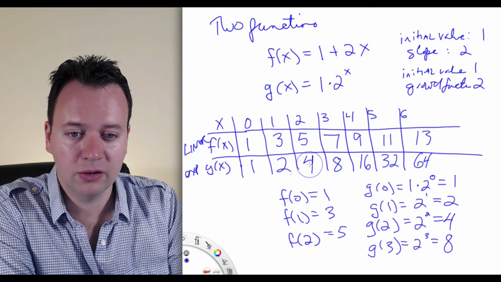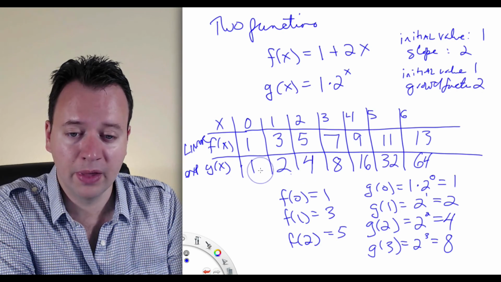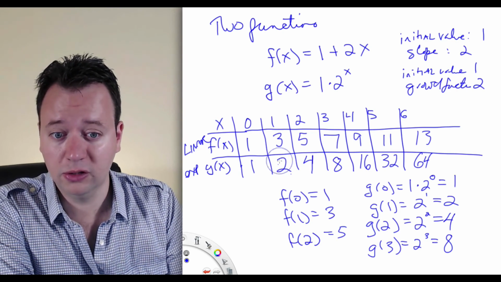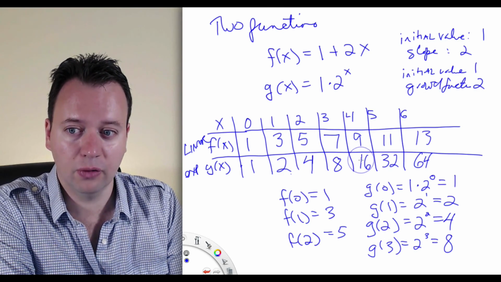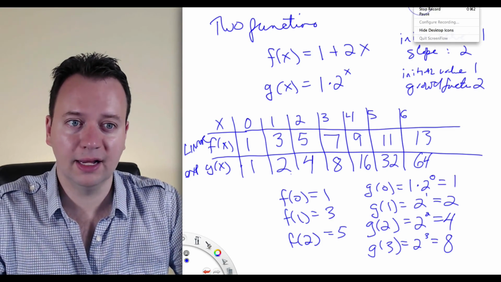Now what's happening here is the previous output is always being multiplied by a factor of 2. If we multiply 1 by 2, we get 2. If we multiply 2 by 2, we get 4. If we multiply 4 by 2, we get 8, and so forth. So this is the basic distinction between linear functions and exponential functions.